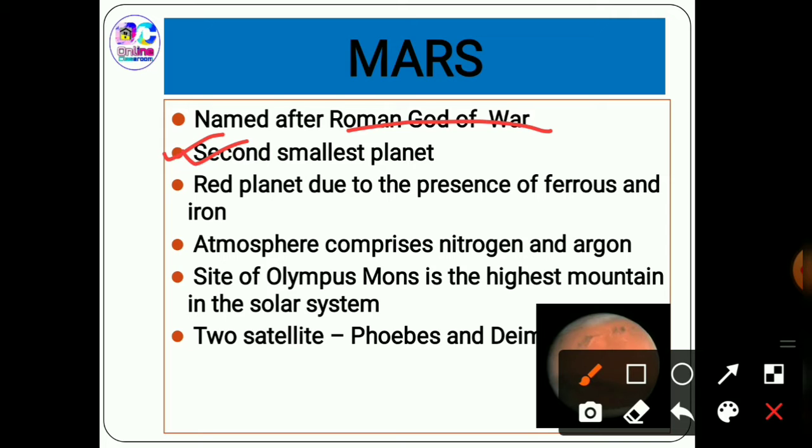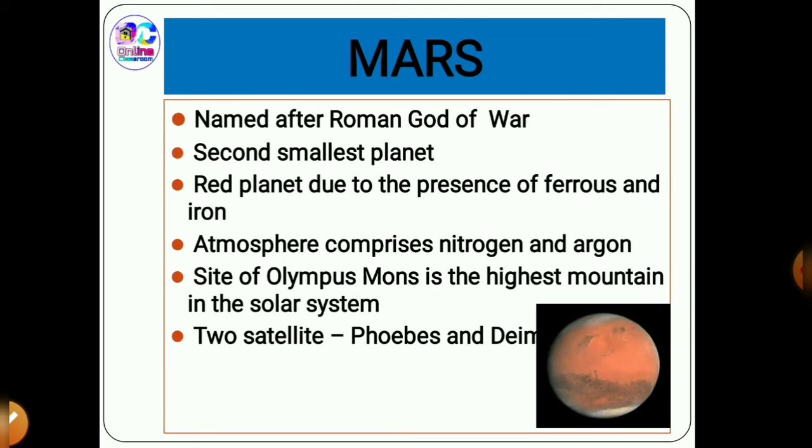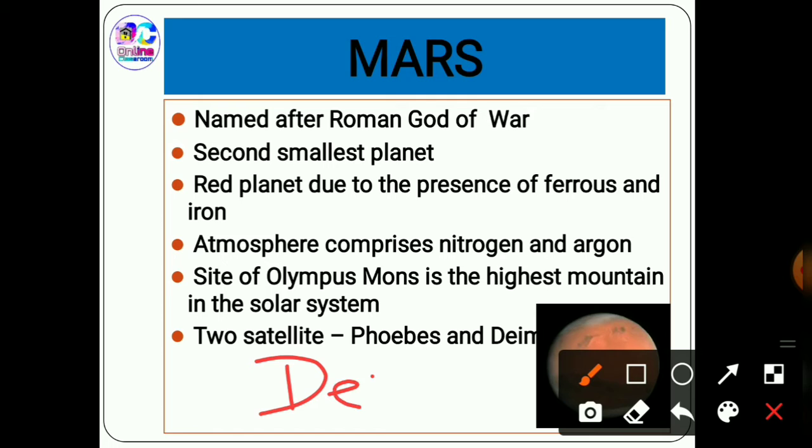Olympus Mons is the highest mountain in the solar system compared to all the mountains that have been found on the planets. It has two satellites, that is Phobos and Deimos. Deimos has been written in this picture, but the spelling has somewhat been garbled. So these are all the points you need to know.